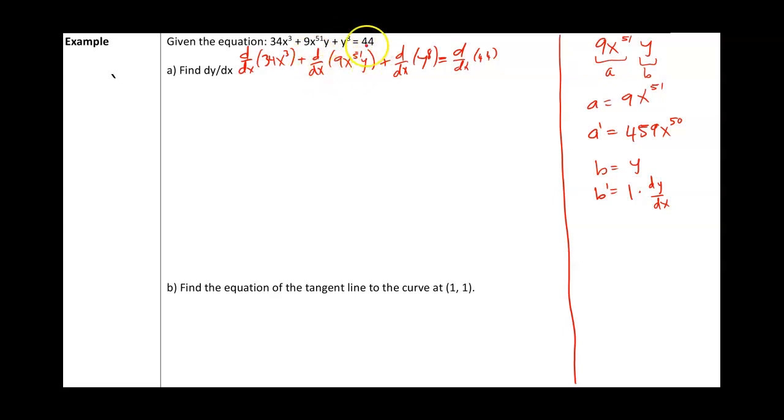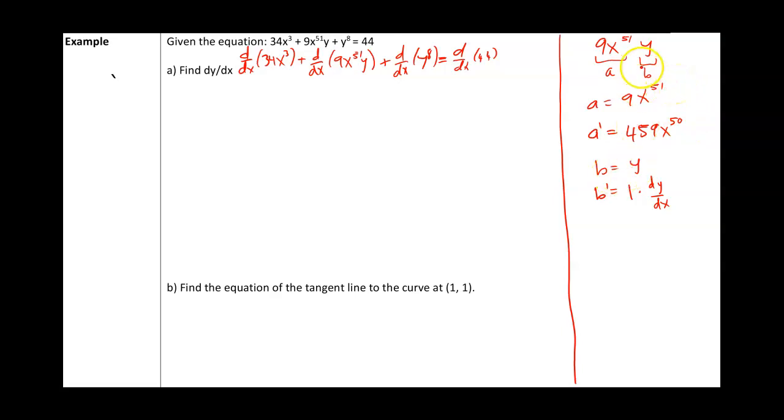So if I want to take the derivative of this, I'm going to say this first term is a and the second term is b. So a is 9x to the 51st. A prime should be pretty straightforward. It's just a power rule of derivatives. 51 times 9 is 459, and then we got x to the 50th because we subtract 1.